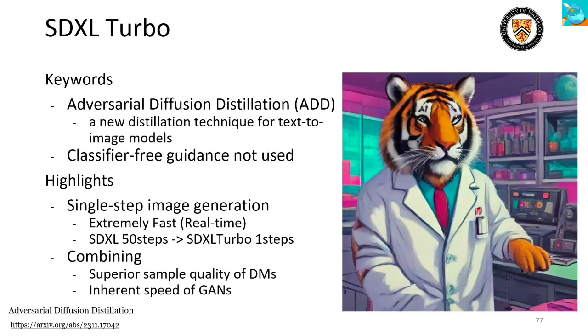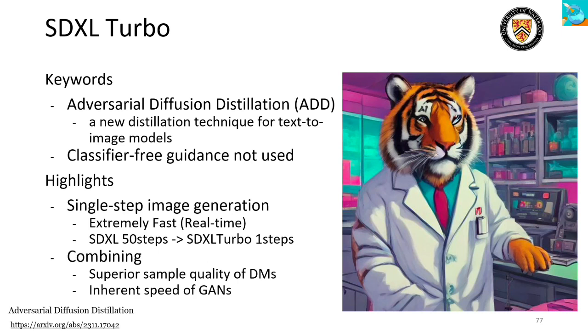This brings us to the final paper that we are presenting today, which is SDXL Turbo. It's showcasing a technique called ADD, which is adversarial diffusion distillation, a new distillation technique for text-to-image models. And there is a special property of SDXL Turbo, that classifier-free guidance is not used here.